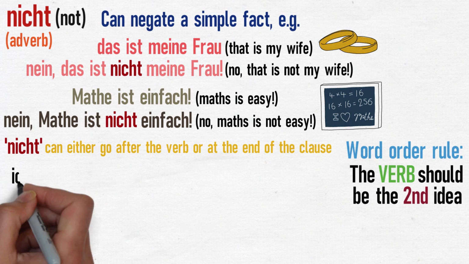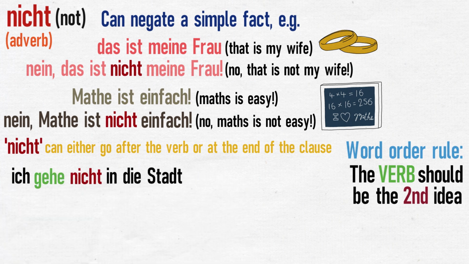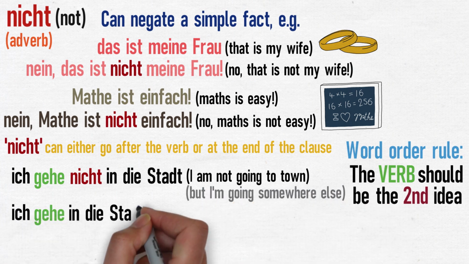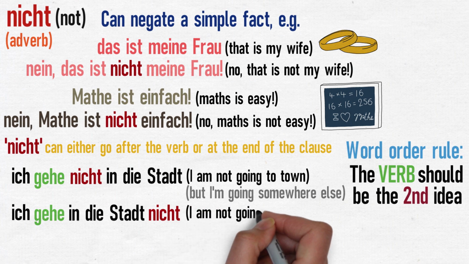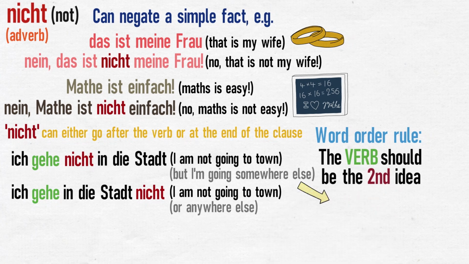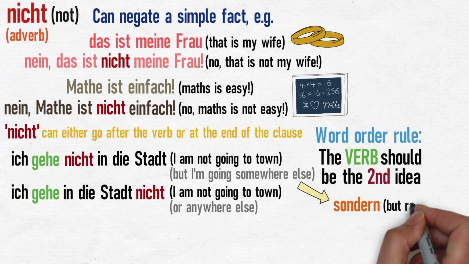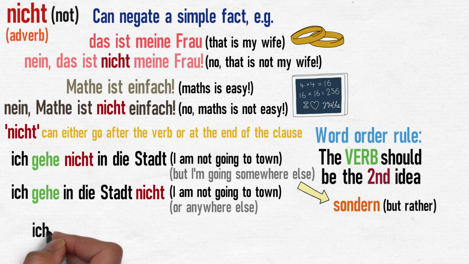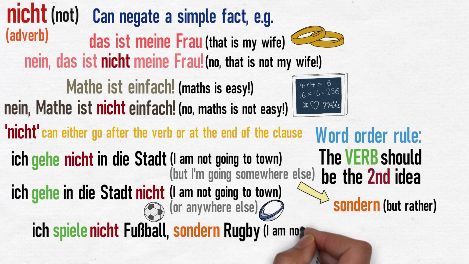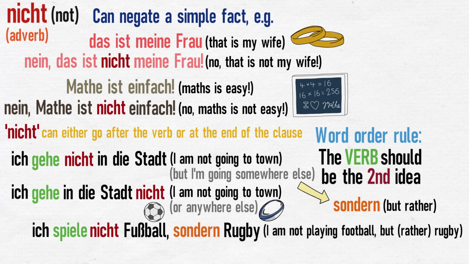For example, ich gehe nicht in die Stadt. I am not going to town, but it is implied that I'm going somewhere else. Or, ich gehe in die Stadt nicht. I am not going to town, as in I'm not going anywhere. If using the first option, we also tend to use the connective sondern, which means but rather. For example, ich spiele nicht Fußball, sondern Rugby. I'm not playing football, but rather rugby. The second option is more common.